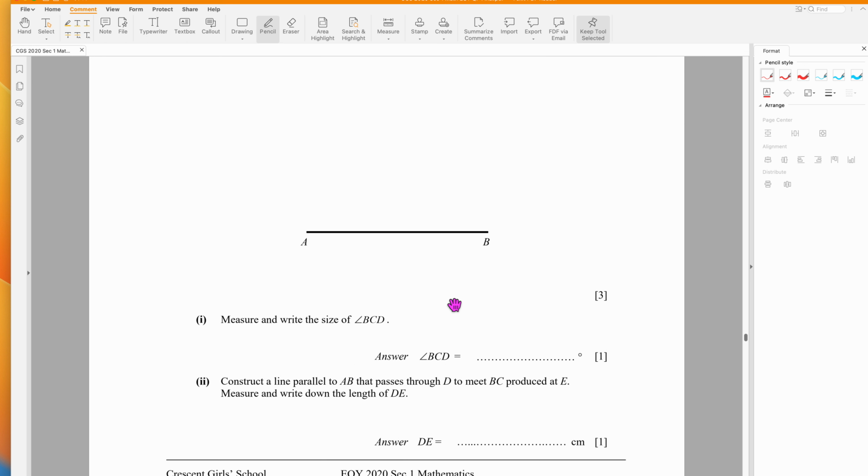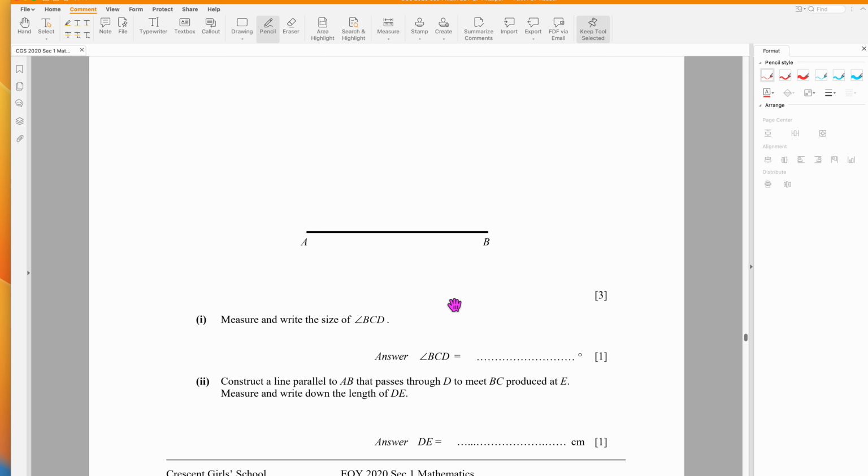117. Okay, at least it should be more than 90. I don't know what happened to my brain today. Then you need to construct a line parallel to AB, from D to E, right? How do you construct it? You have to use this thing, then you move up. You don't move that one, use this one. Correct. Okay, done. Good.